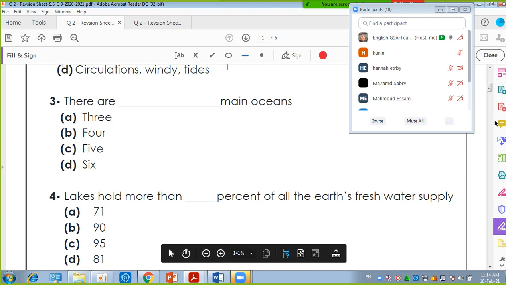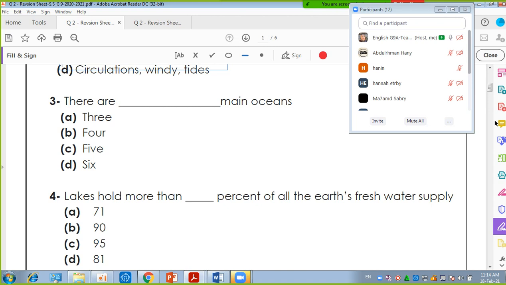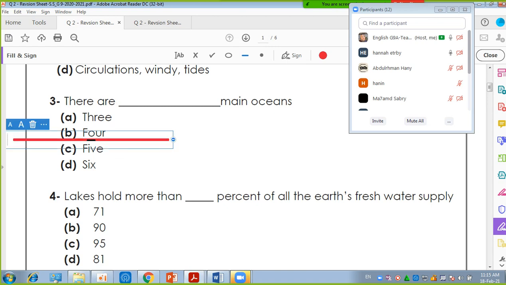Muhammad Itribi. Miss, I'm sorry, I did not write 2. The answer is C in 2. Okay. Muhammad Itribi, are you here? Okay, Hana Itribi. Yes, there are 4 main oceans. That's right. We have 4 main oceans.